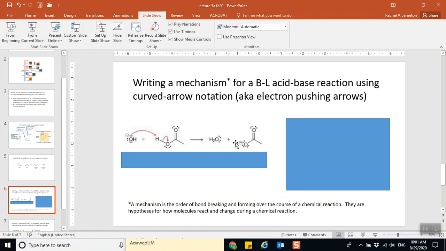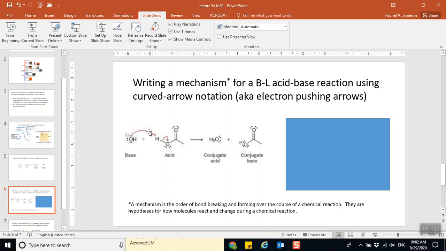Just as a reminder, looking at this reaction, make sure that you can identify the acid, the base, the conjugate acid, and the conjugate base. So hopefully that's what you came up with. And you do want to be able to start to write these curved arrows to show our mechanisms. You could also use molecular modeling, where you're actually seeing the molecules changing as a way to indicate how a mechanism occurs. But when we're just writing on paper, we use this curved arrow notation.